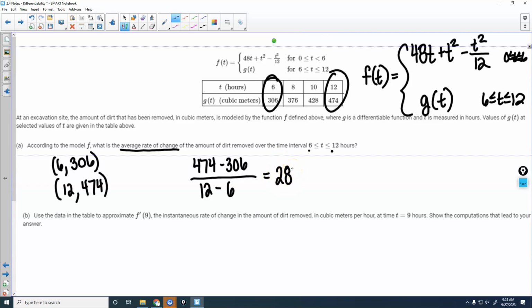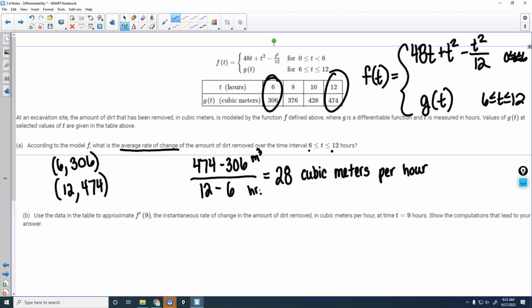Now, this one did not ask specifically for units, but we need to put units with this. So, what are the units for this? Cubic meters per hour. Because we're doing a slope right here, right? Our y's up here at the top, this is cubic meters. And the bottom is hours, right? Because that's our x's on the bottom. So it's going to be cubic meters per hour.